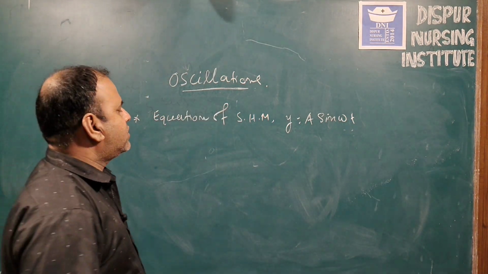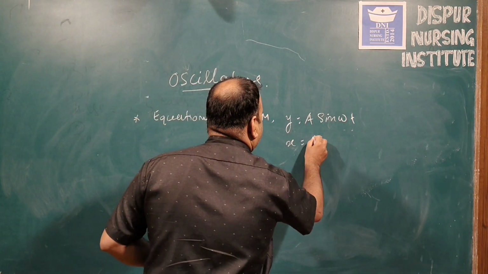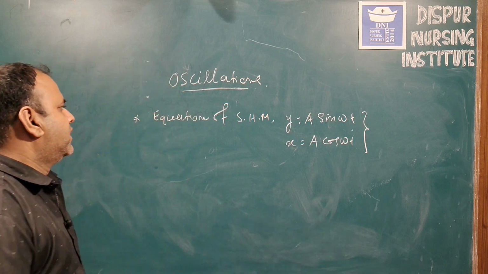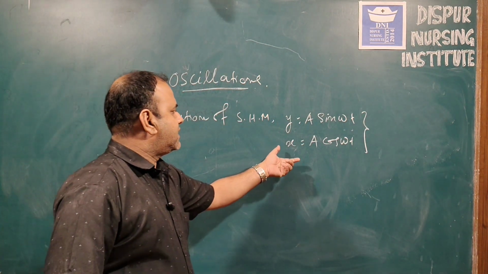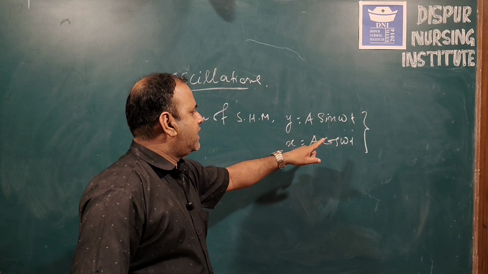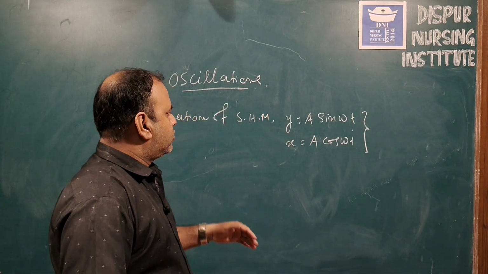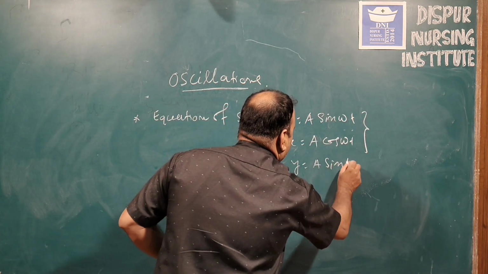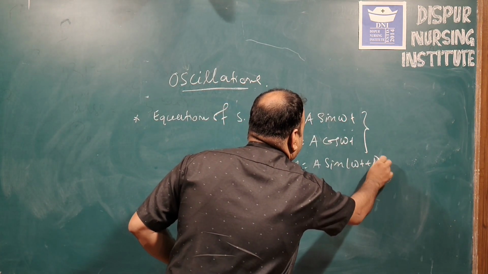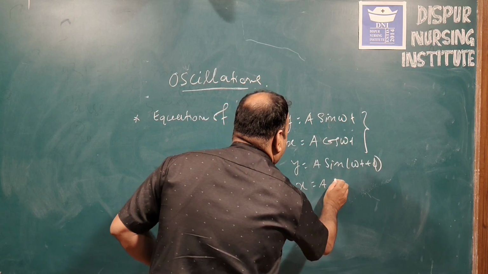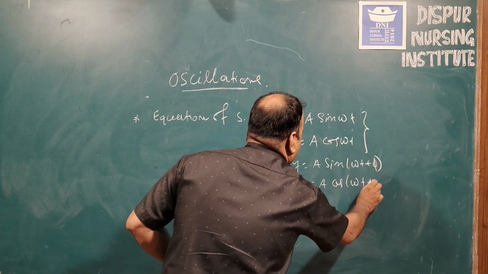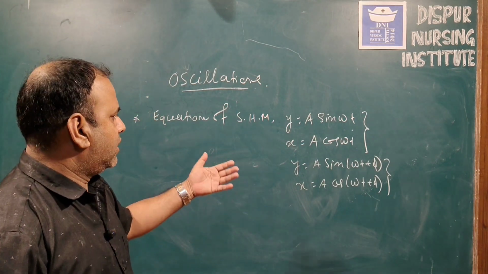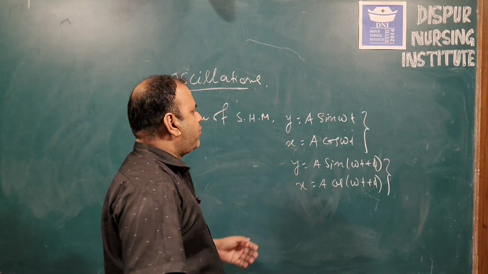So these equations we can also express as x is equal to a cos omega t. This is the equation of simple harmonic motion. Here a is the amplitude, and y and x are given by sine omega t and cos omega t. Another formula we can write is y is equal to a sine of omega t plus phi, and x is equal to a cos of omega t plus phi. So these two equations are the equations of simple harmonic motion without phase and with phase.